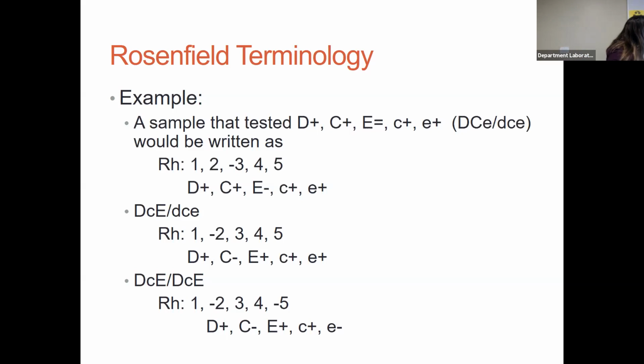Here's another example. You have the D antigen, little c, big E, so the presence of 1. Notice that big C is not being expressed, so it's minus 2, right? Big C is your 2. 3 is your big E, all right? So it's positive. 4 is your little c, it's positive. And then 5 is your little e. Okay. So that's another way to write it.